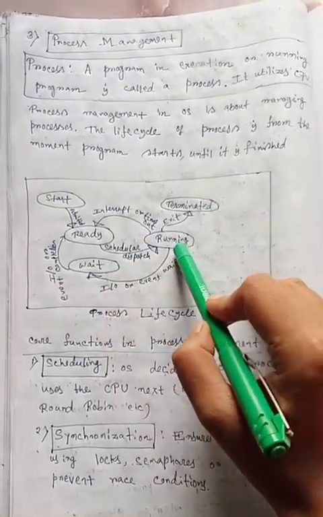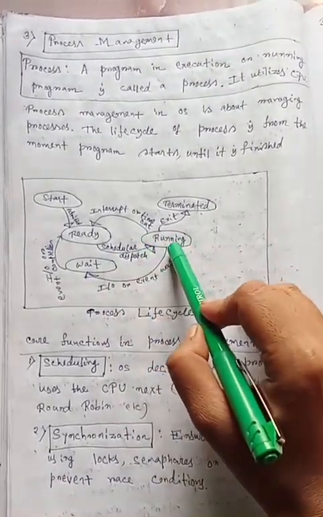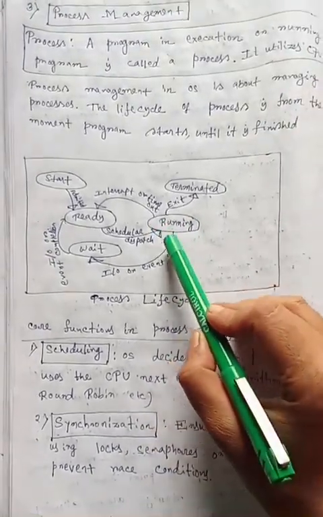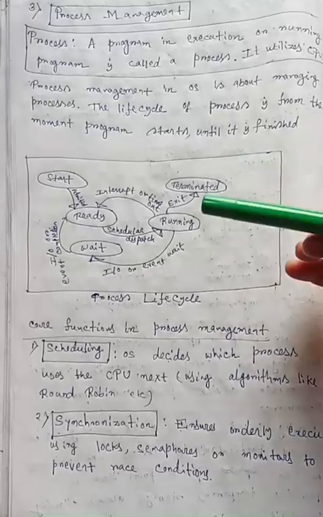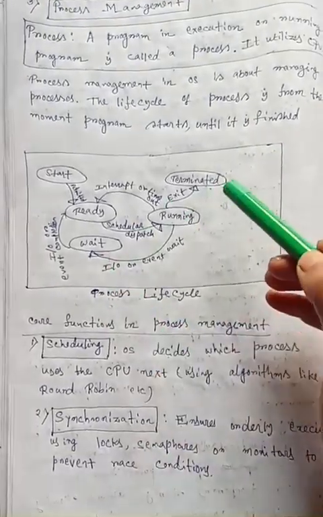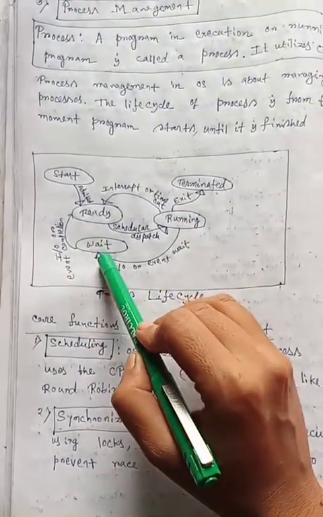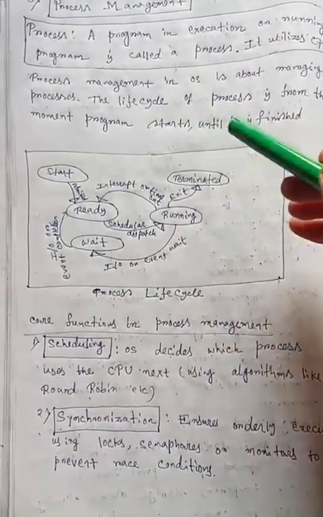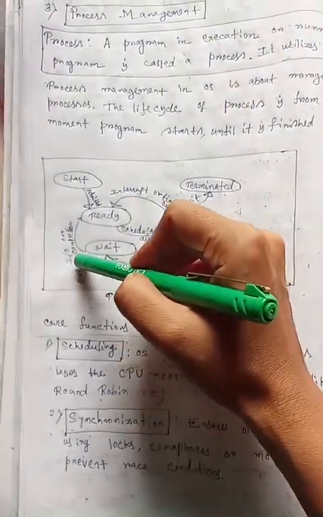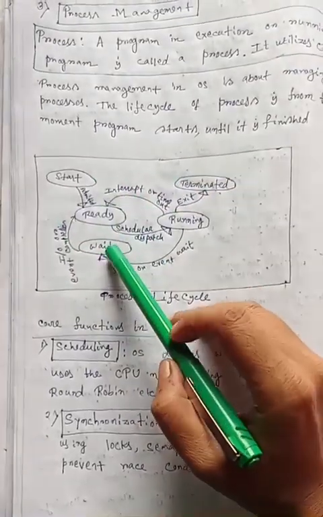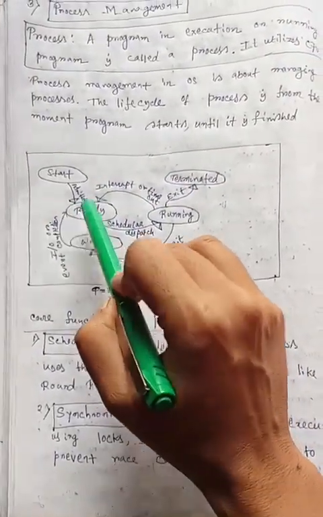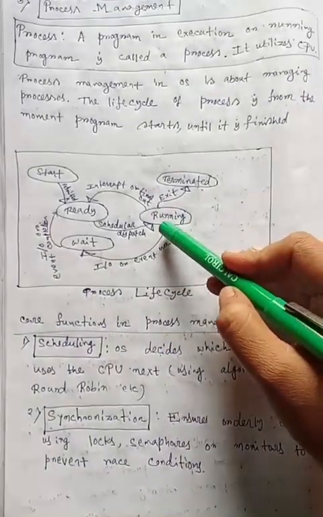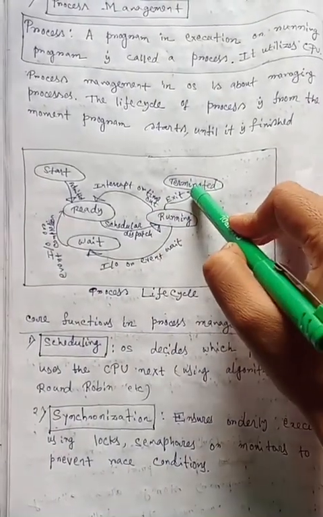Because when it is in the running state, maybe another process is running in the central processing unit. So this process is not getting the resources it requires or the input output it requires, so it comes to the waiting state. When the previous process leaves the CPU, input output or event completion occurs, it again comes to the ready state, and from the ready state it again comes to the running state, and then after execution it is terminated.